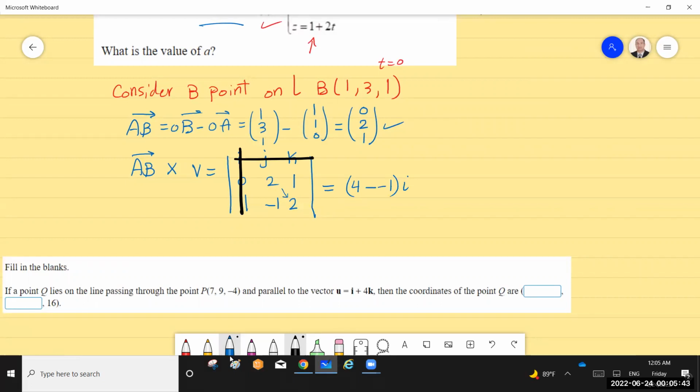Okay, and after that j already is negative in the expansion. You multiply now 0 times 2 minus 1 times 1. So 0 times 2 is 0, minus 1. This is the j component, plus finally the k component, I write it again.